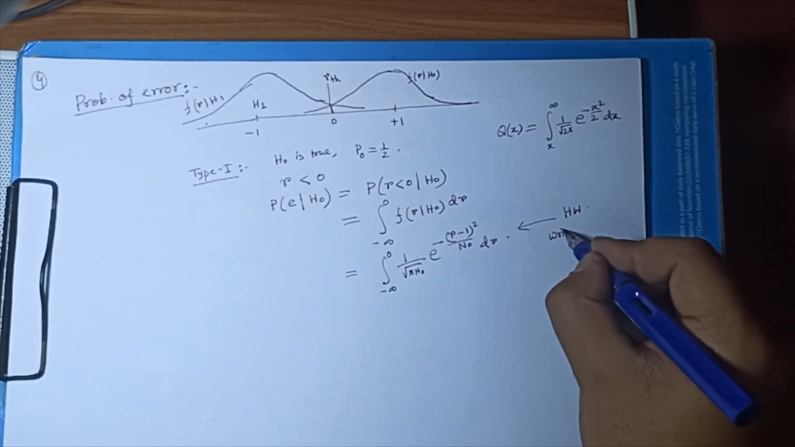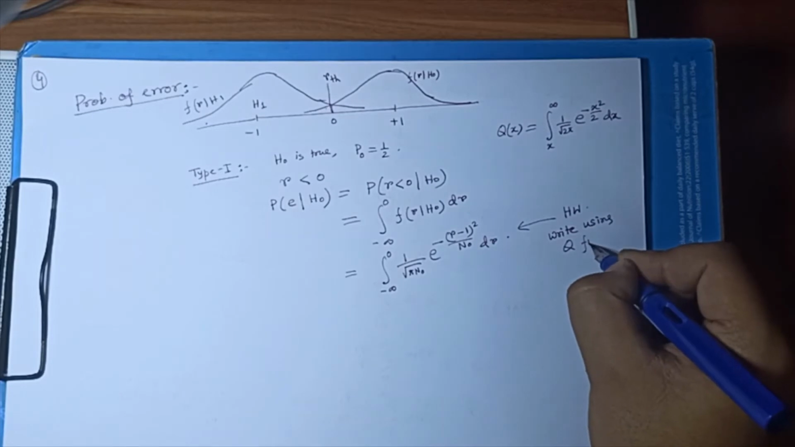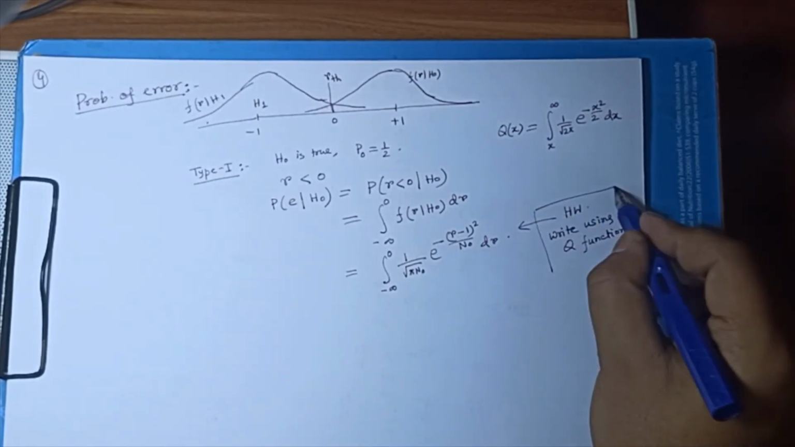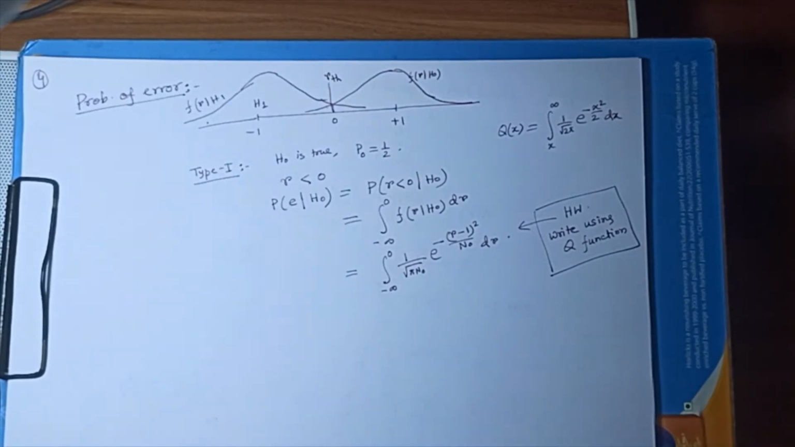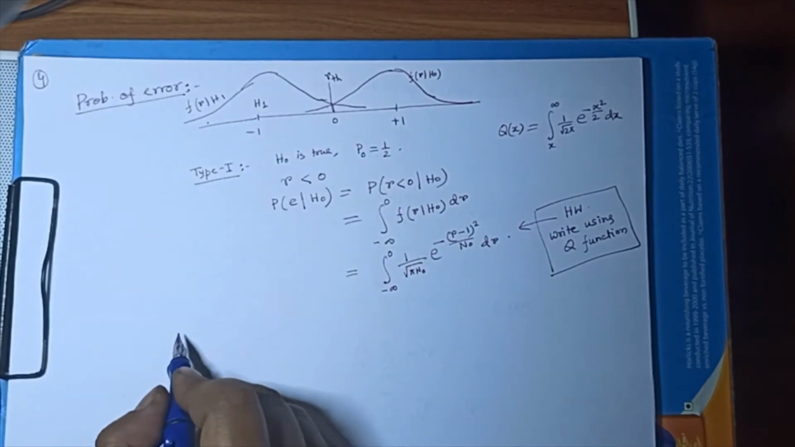Write using the Q function. So what will be the argument of the Q function? I could have written it, but I am not writing. So this is the probability of error when the original thing is H0.